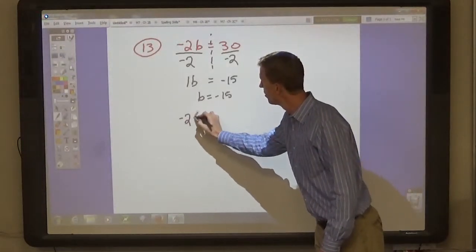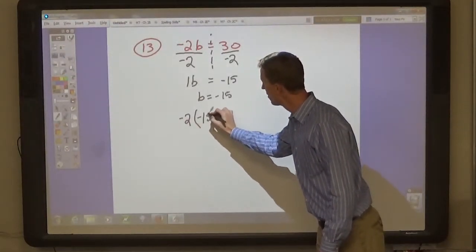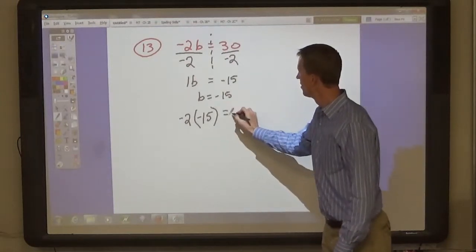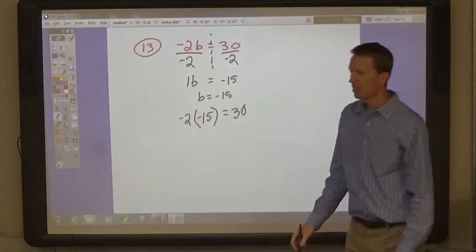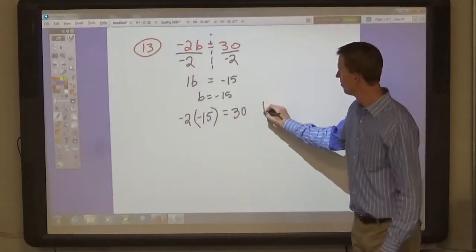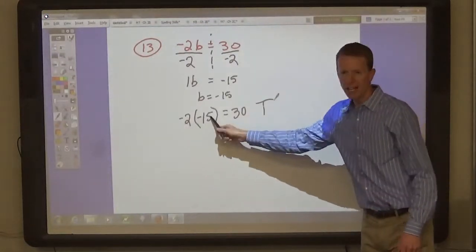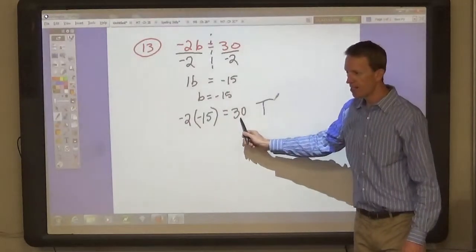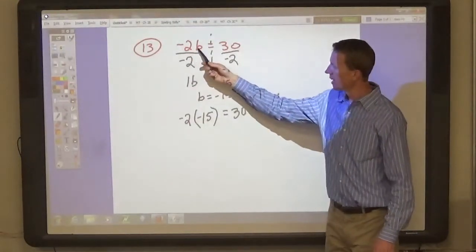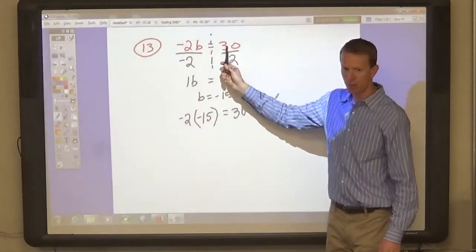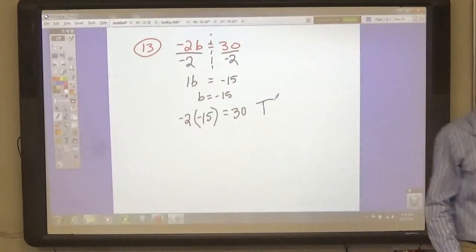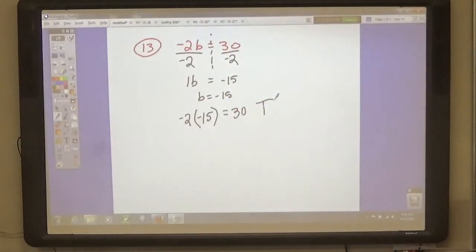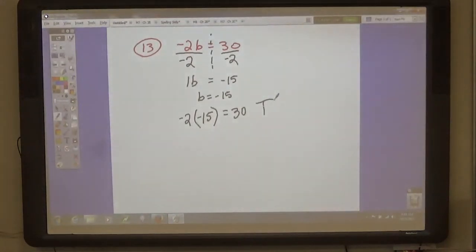And negative 2 times negative 15 equals 30. This is the check. So notice we have to have a negative times a negative in order to get a positive 30. Negative 2 times negative 15 equals positive 30. Okay? Finish 1 through 18 for tomorrow.